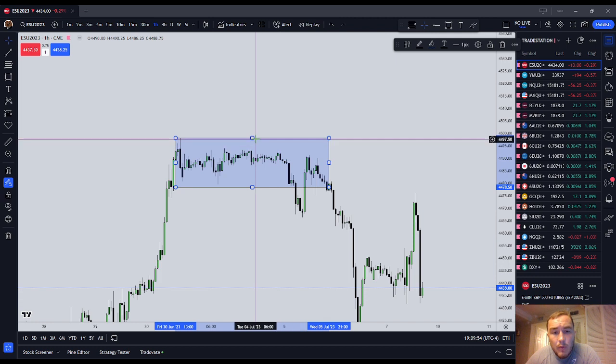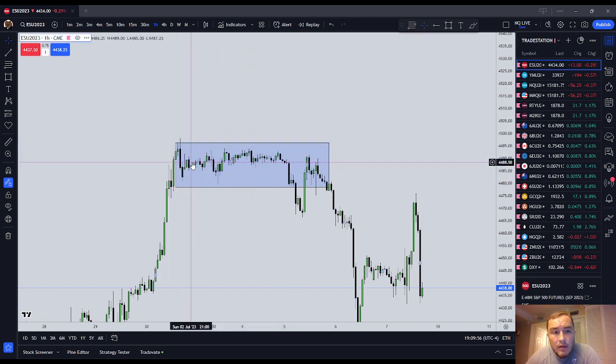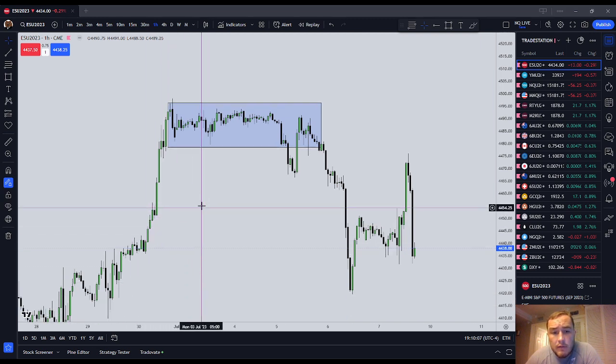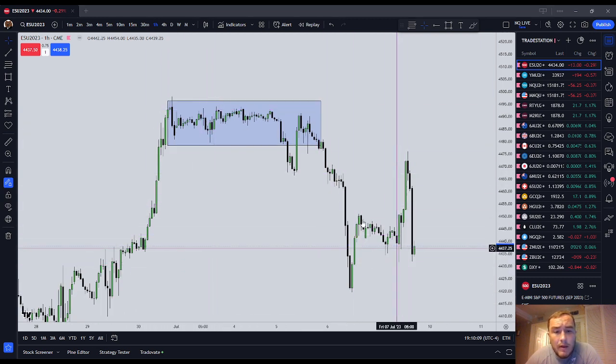Why does it do this? Why does price sometimes trade with hours and hours of overlapping candles? Why is it doing that? When you know that at any time, the artificial intelligence is probably going to come back down, it's going to offer the same prices to the sell side.